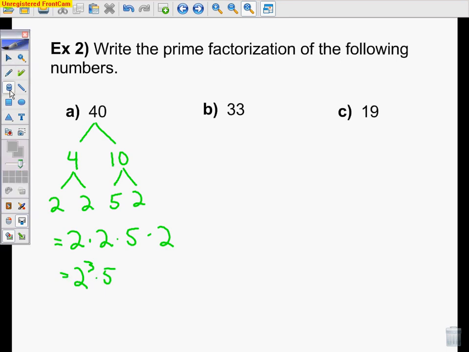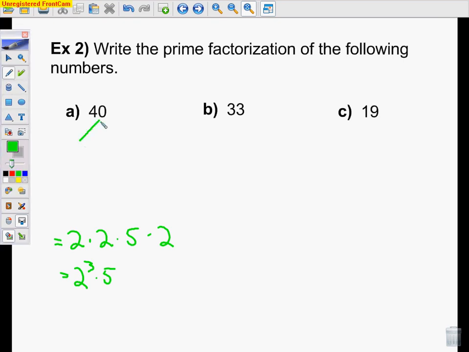Now let's say, for example, that you had picked different numbers. Okay, let's say instead of 4 times 10, this time let's pick 5 times 8. Okay, 5 is prime already, but 8 breaks down to become 4 times 2. And 4 breaks down to become 2 times 2. So again, we would have 5 times 2 times 2 times 2. All right, and those are the same numbers that we had originally. We had 3 2's and 1 5. All right, and that's why we still have 2 cubed times 5.